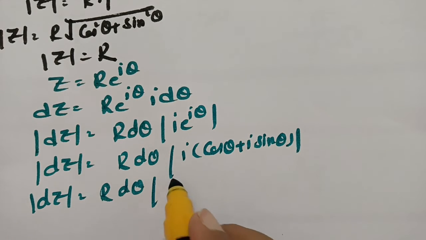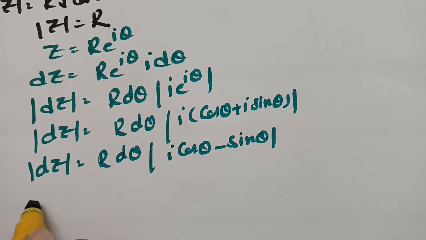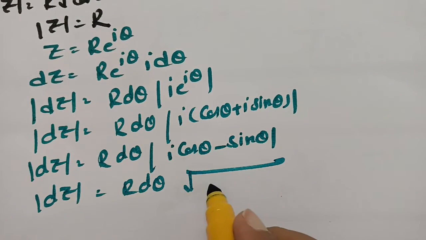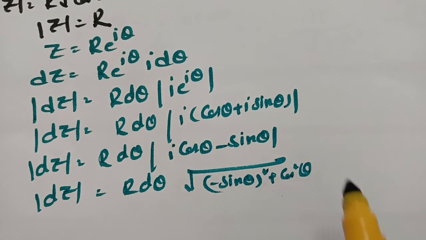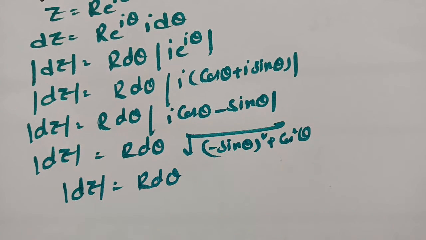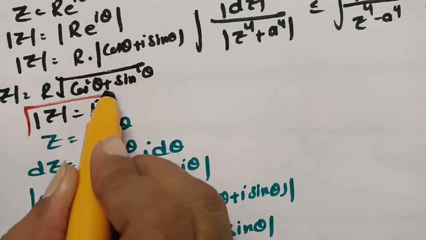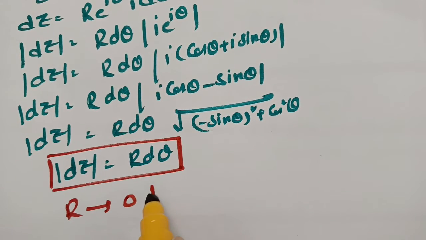If I send i inside, that is minus sin theta plus i cos theta. So modulus in modulus, what happens here? This is r, and the value will be minus sin theta whole square plus cos square theta, which is again equal to 1. Therefore we got mod dz is equal to r into d theta. So mod z value is equal to r. As it is a semicircle, theta varies from 0 to pi.